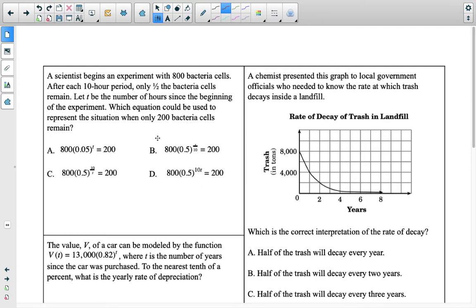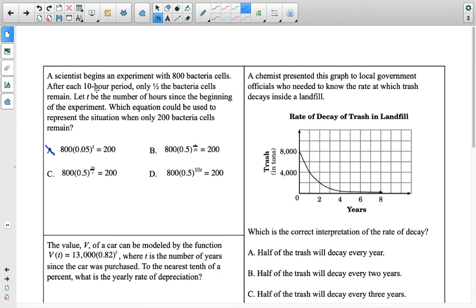So if we look at all of our answer choices, we notice that 800, the 1/2, and the 200 are all in there. The differences are the factor, so we have 5/100ths of our factor, and then these are half for a factor. So only 1/2 the bacteria cells remain, meaning that we can actually eliminate A automatically, because we know we're going to have half of the bacteria, which is 5/10. Then we have to look at the exponent.